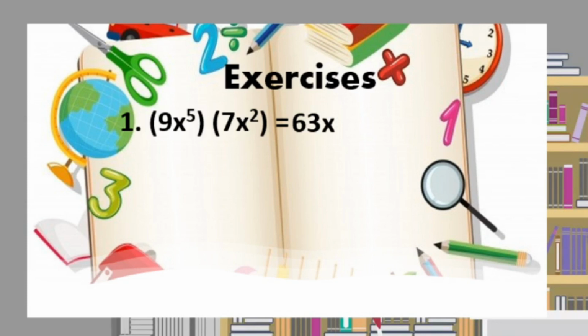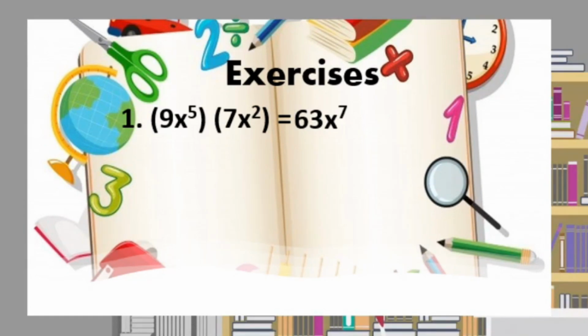And then add the exponents. 5 plus 2, the answer is? Alright, that's correct, it's 7. So the final answer will be 63x to the 7. Okay, so let's have number 2. So for number 2, we have negative 6x squared times negative 6y to the 4th.